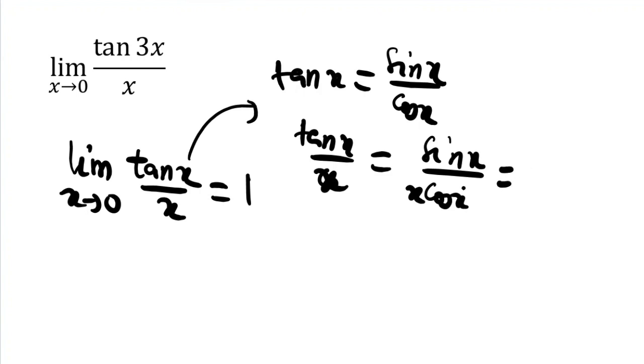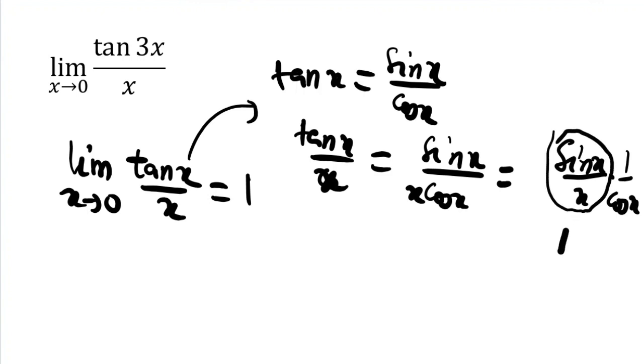So this one can also be separated: you can write it as sine x over x multiplying 1 over cos x. This is what you will have. And you know that the limit of sine x over x is equal to 1. And then for cos, cos 0 is 1, because if you put 0 inside, cos 0 is equal to 1. Let's keep that in mind. At the end of the day, you have 1 over 1, which is 1 times 1. So the answer is 1.